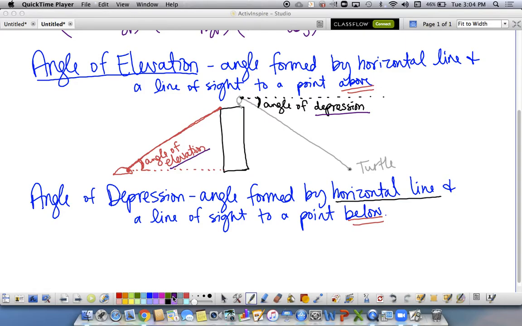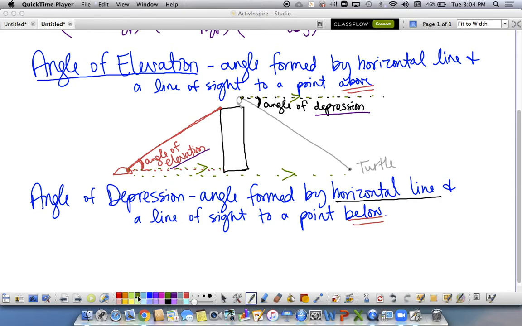Now, big question is, what are all these horizontal lines? How are they related to each other? This horizontal line from my line of sight up here, and this horizontal line from my line of sight in the car, and maybe even just the ground. We're going to assume that the ground is always parallel to the horizontal line. So this line is parallel to this line, is parallel to this line. They're all parallel to each other.